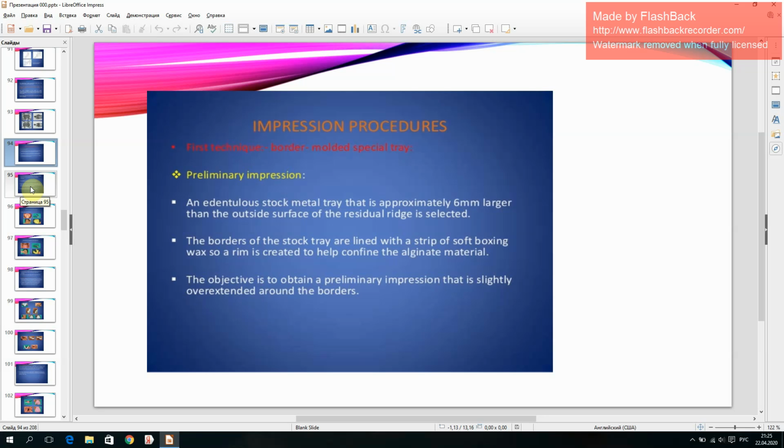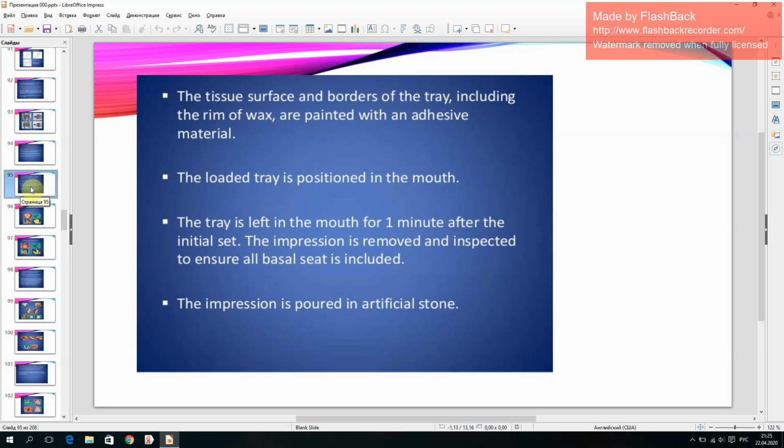The objective is to obtain a preliminary impression that is slightly extended around the borders. The tissue surface and borders of the tray, including the rim of wax, are painted with an adhesive material. The loaded tray is positioned in the mouth. The tray is left in the mouth for 1 minute after the initial set. The impression is removed and inspected to ensure all basal seat is included. The impression is poured in artificial stone.